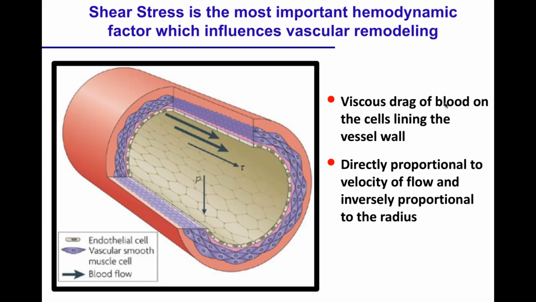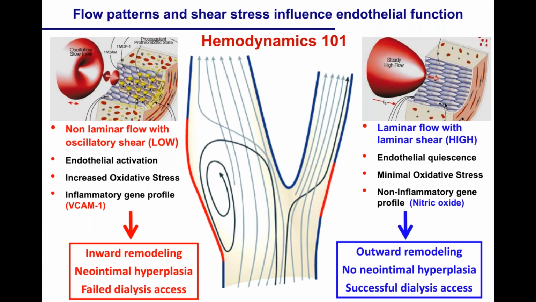Now, even though flow is critically important, I would argue that the most important hemodynamic factor which influences, particularly in my mind, vascular remodeling, this outward or positive or negative remodeling, is shear stress. Shear stress is defined as the viscous drag of blood on the cells lining the vessel wall. Shear is directly proportional to the velocity of flow, and it's inversely proportional to the radius of the blood vessel. And even though shear is critically important, what is perhaps even more important than the absolute value of shear is the actual type of shear.